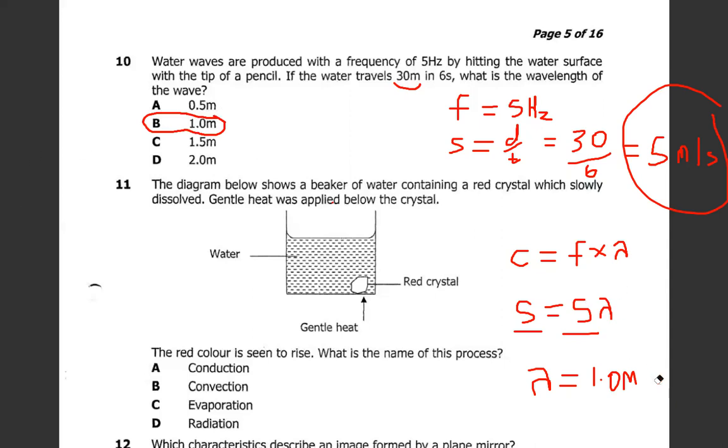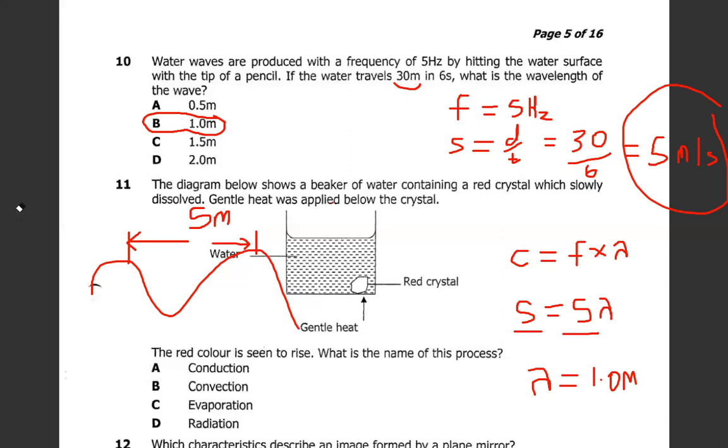So the wavelength was 1 meter. So what does it mean? It means that the distance from here up to here was 1 meter, and this wave was moving at 5 meters per second. So meaning it was covering 5 meters for a single wave, and it was also covering 5 meters each second that passes. That's what it means.